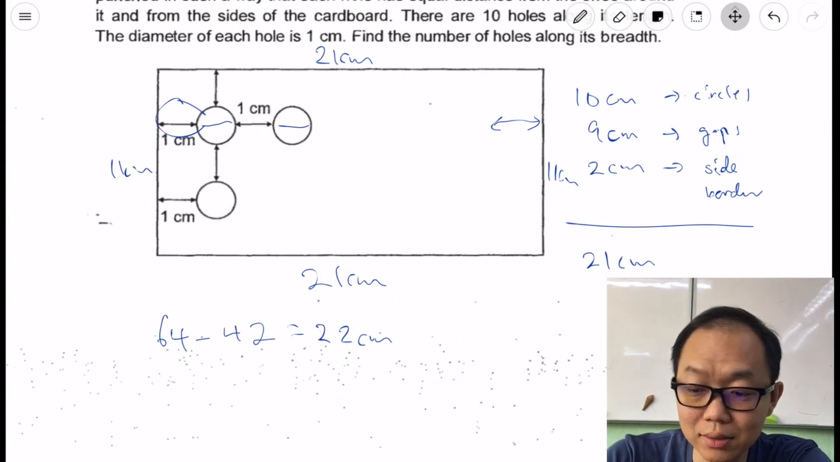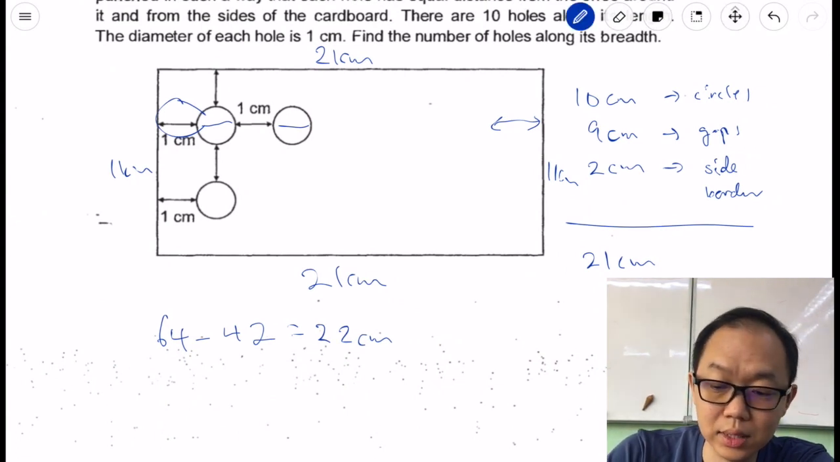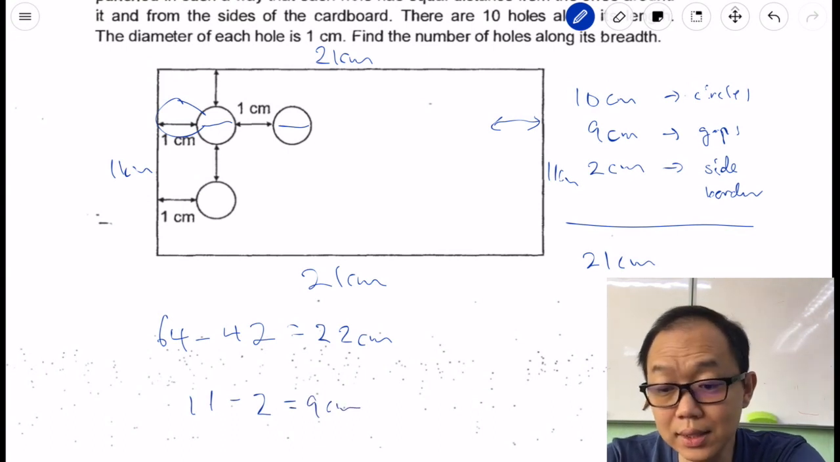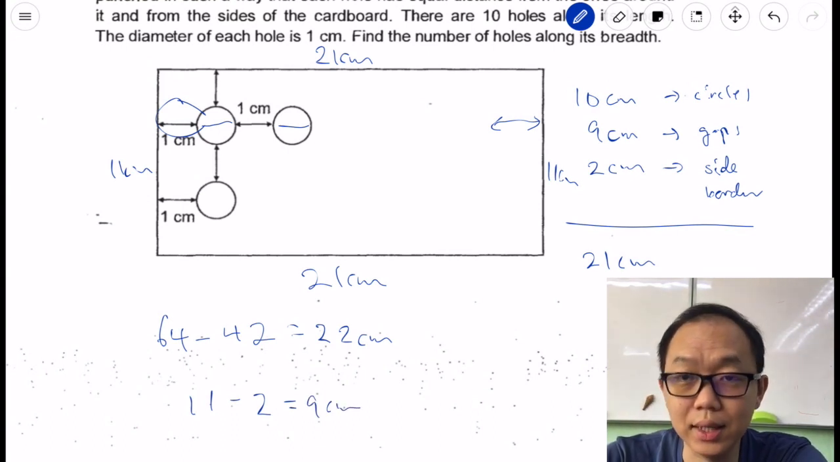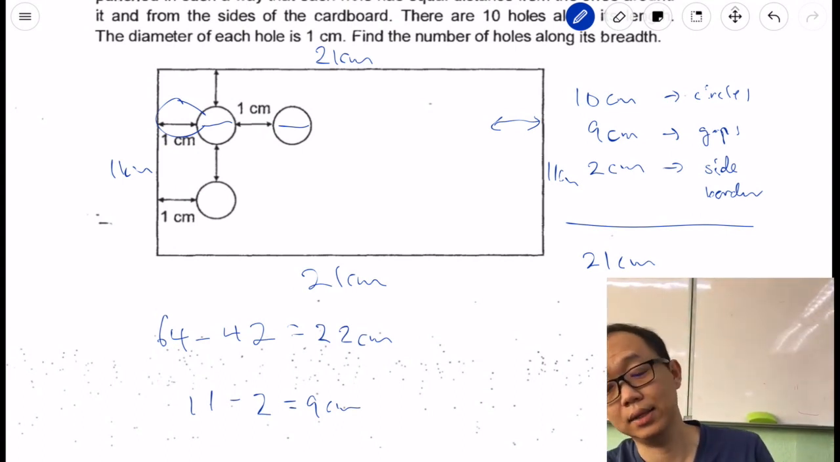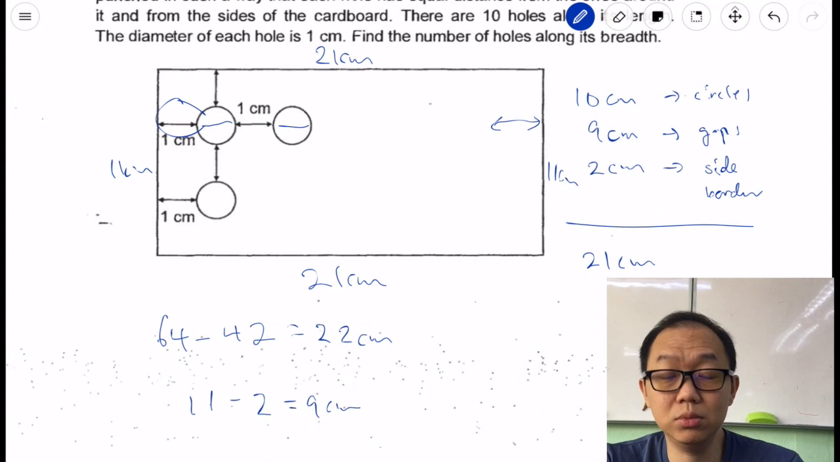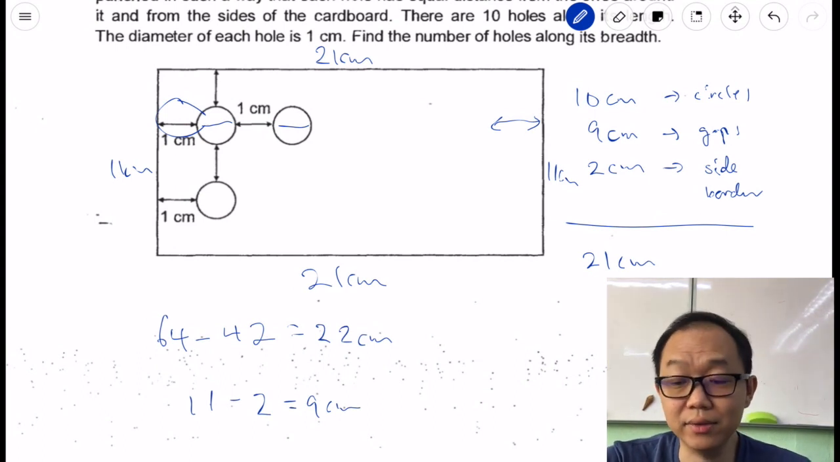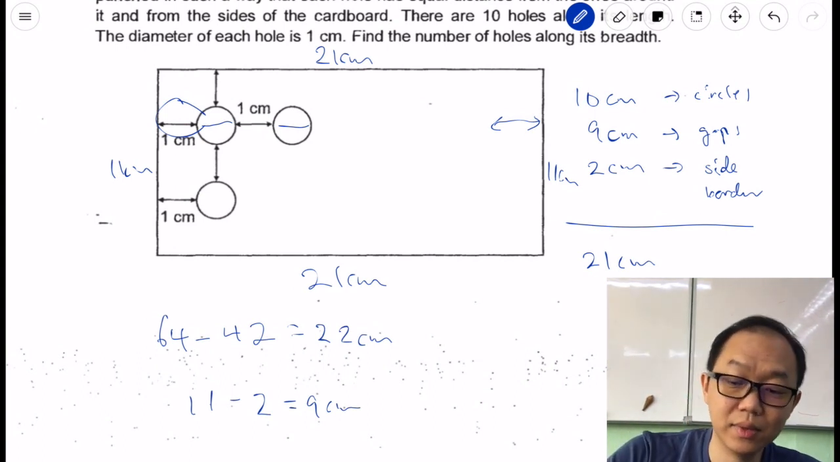Using the same idea, we have to remove the side. So 11 take away 2, that's 9 centimeters. So 9 centimeters consists of circles and gaps. How many circles and gaps can you fit into 9 centimeters? You can do trial and error. Let's say there are 5 circles, they will have 4 gaps. So the answer is just 5 circles.